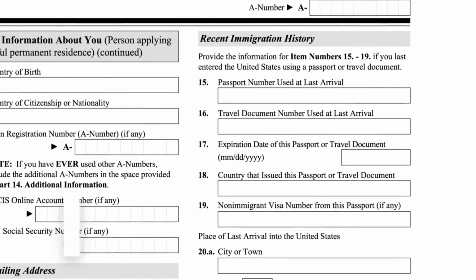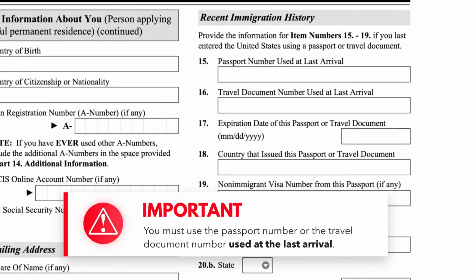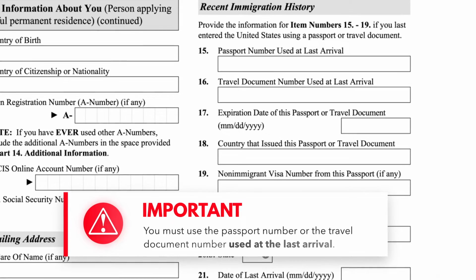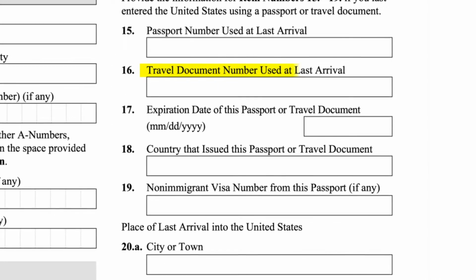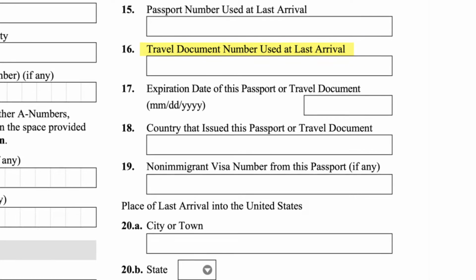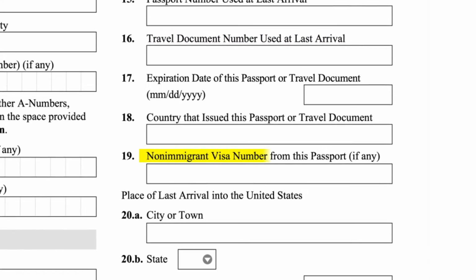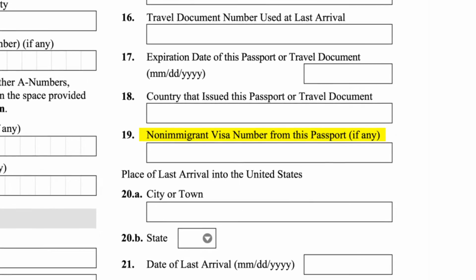Now next, when it comes to the recent immigration history, you must use the passport number used at the last arrival or the travel document number used at the last arrival. Normally, the travel document is used by someone when they do not hold a passport because they are stateless. You must make sure to put down all this information as well as the visa number of the visa that you used to enter the country if you did in fact use a visa.